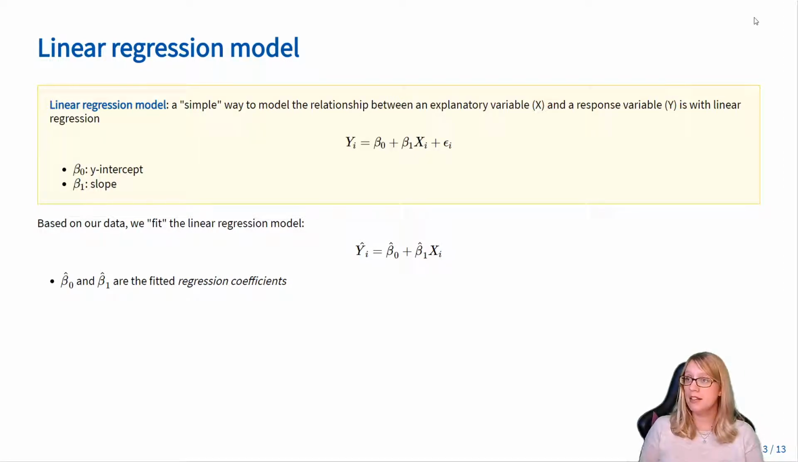Based on our data, we will choose the best line. We'll fit the linear regression model and get something that looks like this. We say that y hat, our predicted value of the response variable y, is equal to beta hat 0 plus beta hat 1 times x. So once we add those hats, we're representing estimated values, be they estimated coefficients like the slope and the intercept, or an estimate for a predicted value.